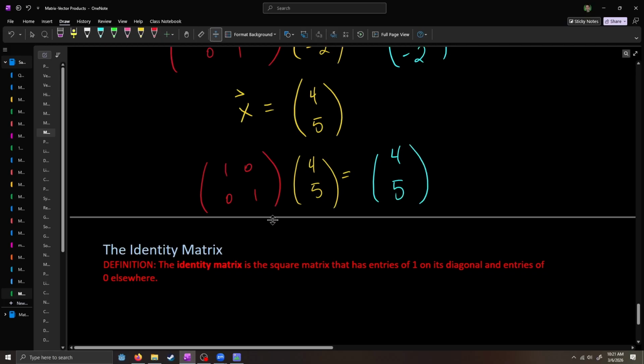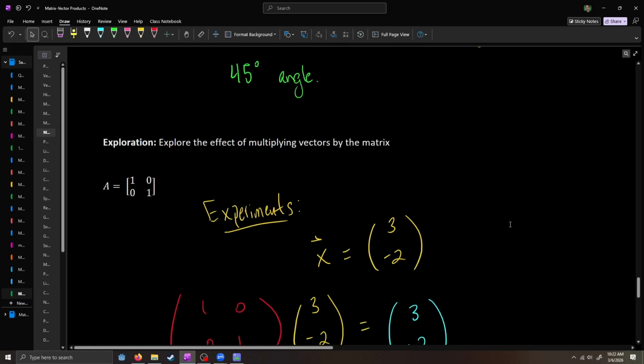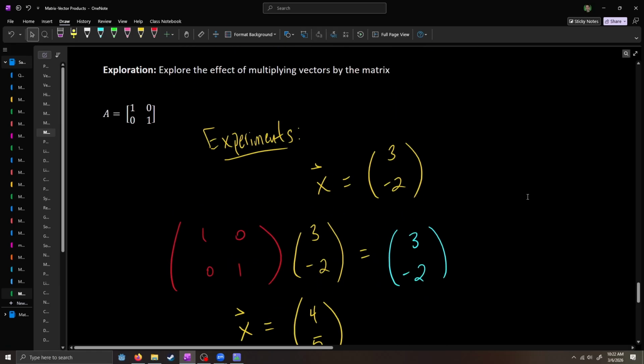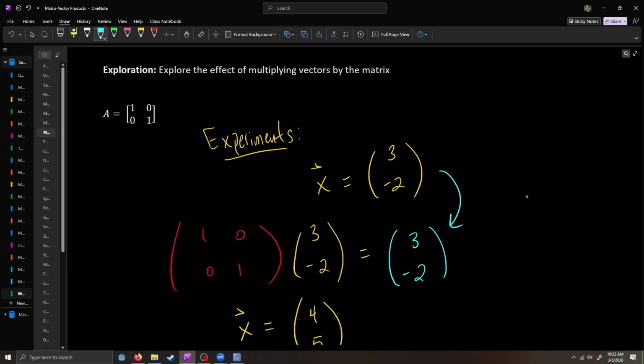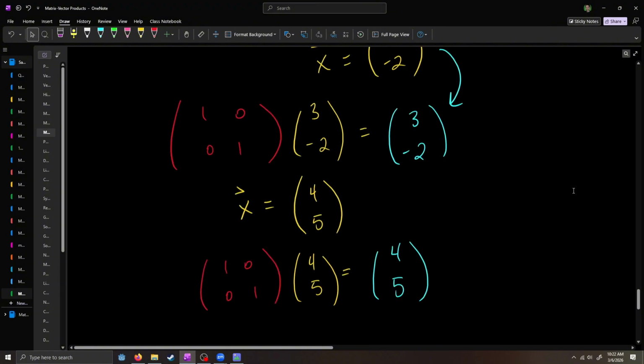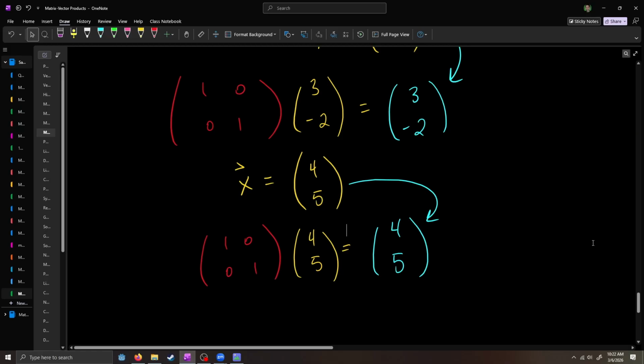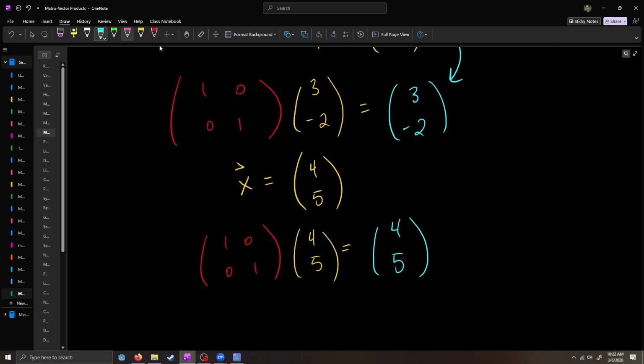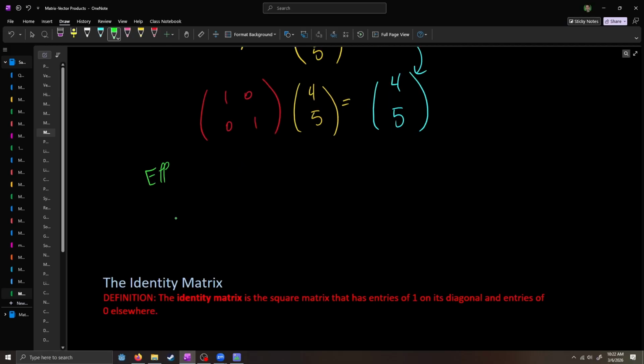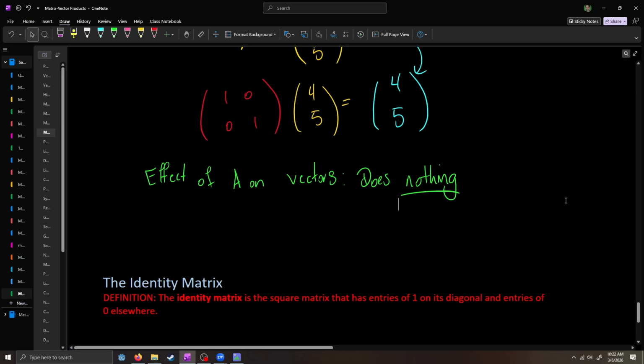So, what do we observe about the quote-unquote effect of this matrix A on our experimental vectors, which took 3, minus 2 and turned it into 3, minus 2, and took 4, 5 and turned it into 4, 5? Well, the effect, as I would articulate it, is that A did not do anything to these vectors. In the end, the vectors are exactly the same as how they started.